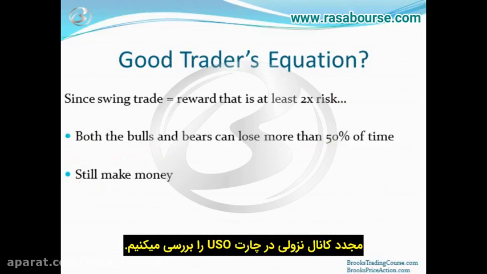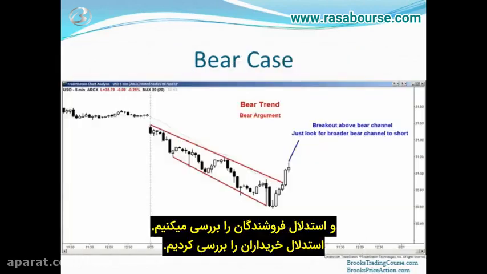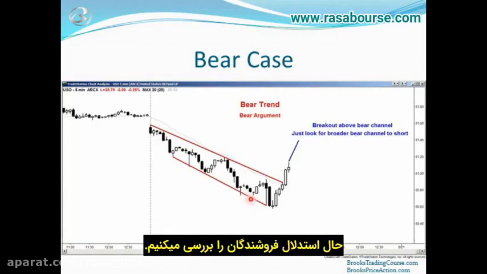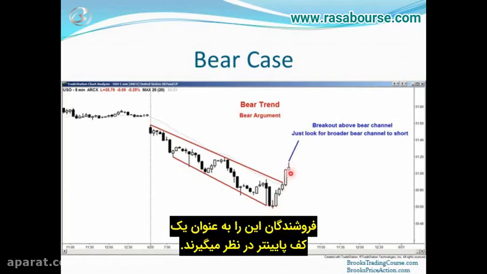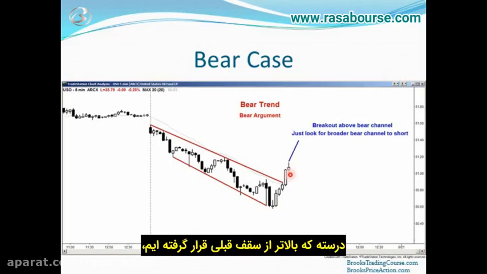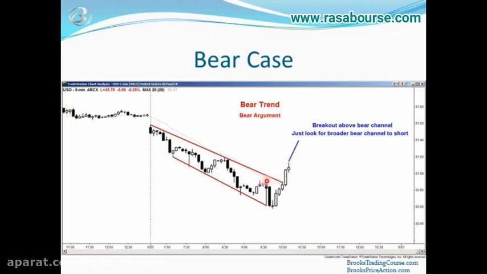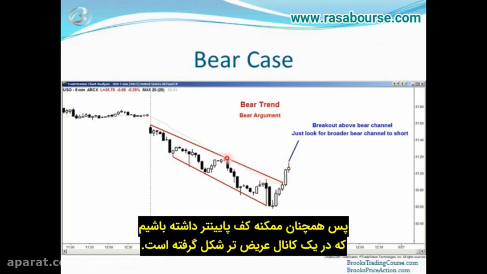Let's go back to this bear channel in the USO and take a look at the bear case. I showed you the bull case. Here's the bear case. We have a very strong breakout, but we have a gap bar above the moving average. The bears see this as just another higher low. Yes, it went above another lower high. Yes, it went above this high, but it did not yet go above this high.